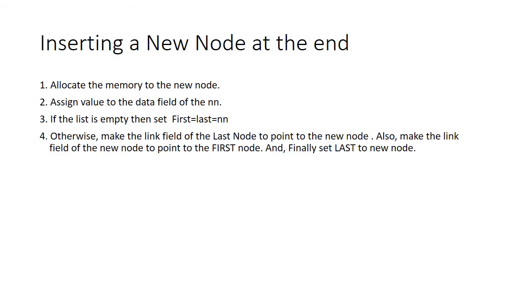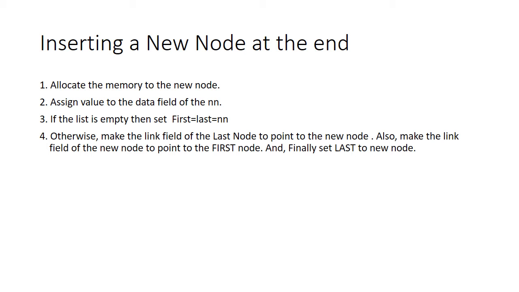If I want to insert the element at the end, in the same way I have to allocate a sufficient amount of memory using a dynamic memory allocation function like malloc. Then I have to assign the data in the data field of the new node. If the list is empty, it is the same as what we did in the previous slide. The first time, the new node will be treated as the last node as well as the first node.